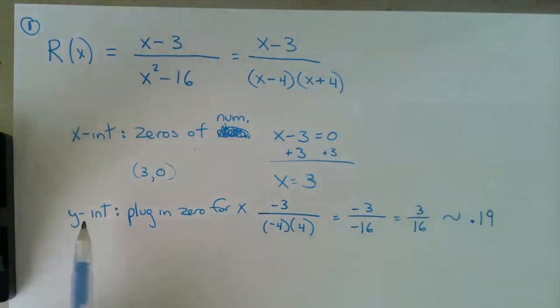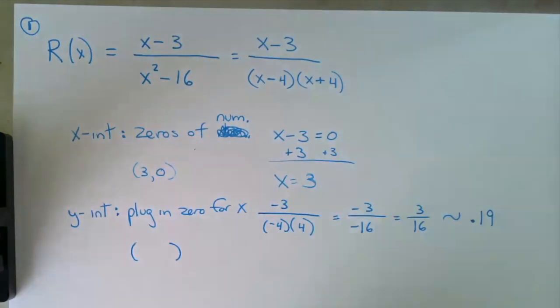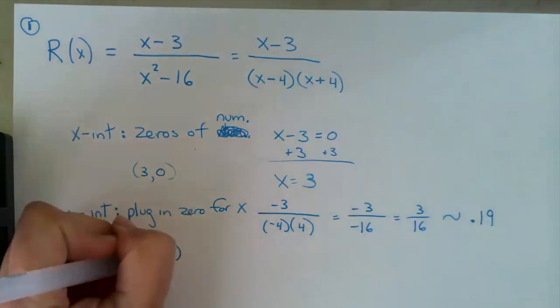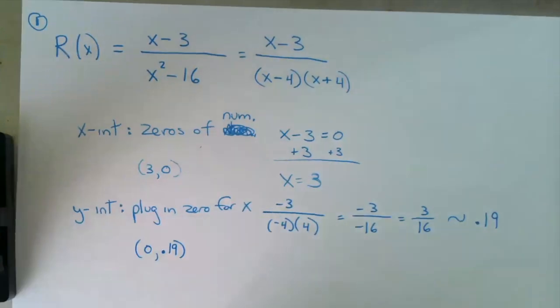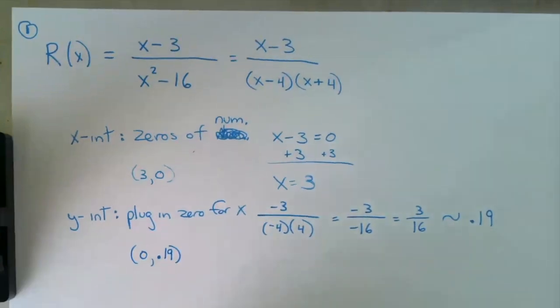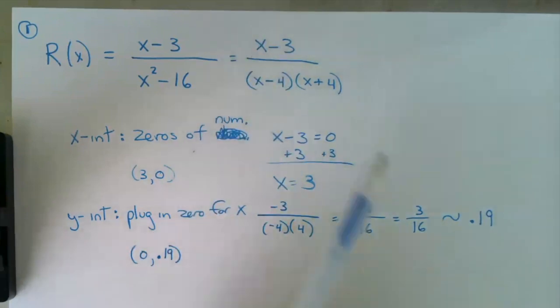Okay, so again, our y-intercept, that means it's where it's hitting the y-axis. So our x is 0, which is why we plugged in 0 for x. And we found out that that was approximately 0.19. Now, are there any holes? Well, we look in our numerator and we look in our denominator, and we do not have any factors that are common, that are exactly the same. So that means we do not have any holes.